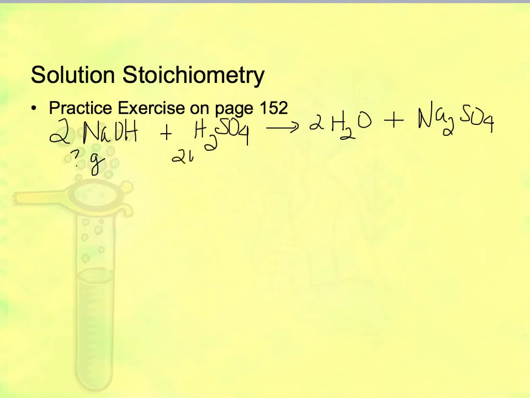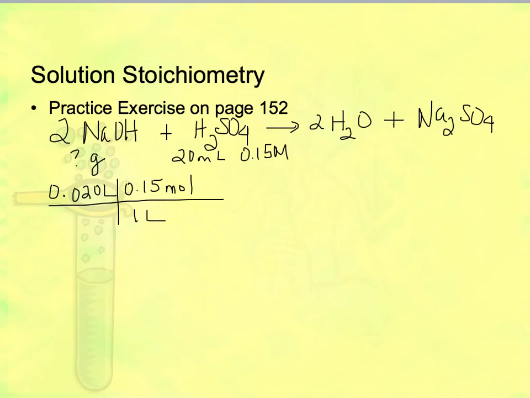We have 20 mils of the 0.15 molar sulfuric acid. And so the first thing we would start with would be either the 20 mils or the 0.15 molar, but remember you're going to need the 20 mils expressed in liters. So we have 0.020 liters, and then we have 0.15 moles per liter. And this of course is the sulfuric acid.